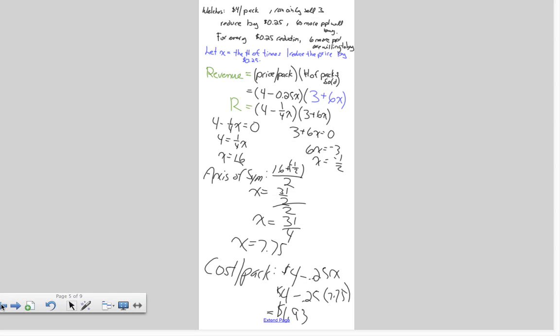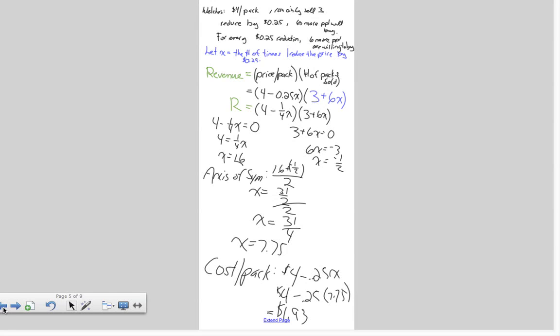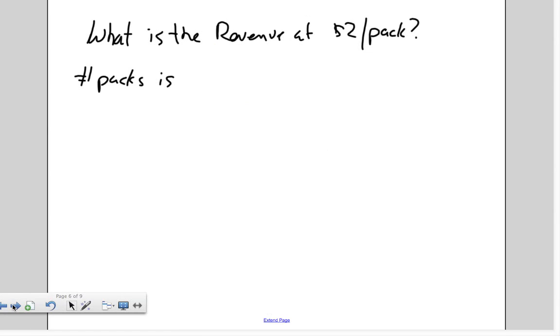Okay, well I can figure out how many packs I'm gonna sell. Right, you got $2. You can't get any cents. Well, the number of packs, you can't split it up. The number of packs is 3 plus 6x. So that's equal to 3 plus 6 times 8. Oh, so it's 51 packs I'm gonna sell.